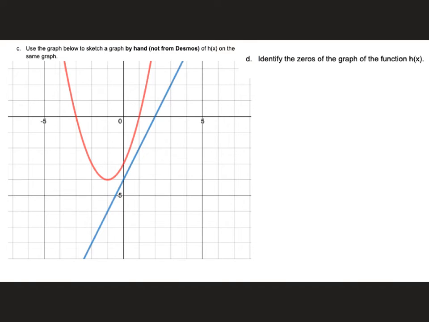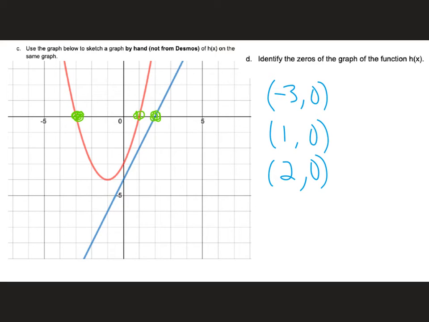Use the graph to sketch a graph by hand on the same graph. That was a lot of the word graph. So I'm going to actually do D first. Identify the zeros. The zeros are going to be negative 3, 0; 1, 0; and 2, 0. Now I'm getting those from the graph. I could also get those from the equation if I wanted to. But let's go ahead and graph. We've got that zero, and that zero, and that zero.